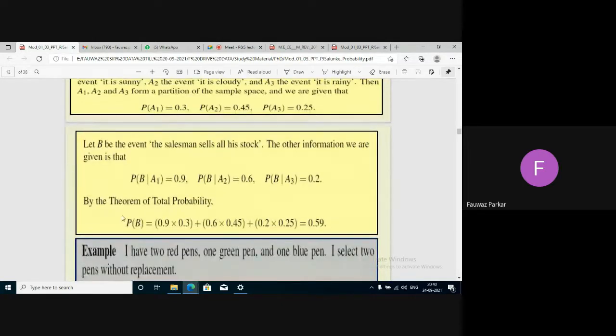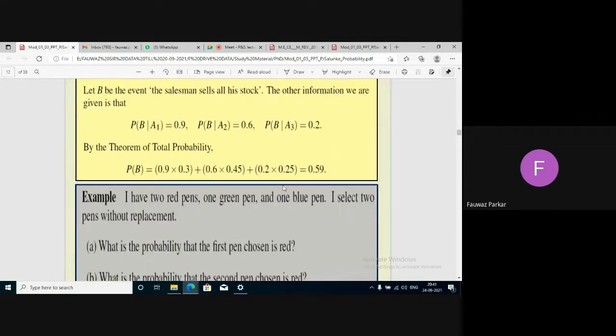Fine. By the total probability theorem, the probability of B, or probability of selling all his stock, will depend on 0.9 into 0.3. मतलब 0.3 is the chance of sunny and 0.9 is the probability of selling when it is sunny. This is 0.6, selling when it is cloudy. This is the probability of the Mausam being cloudy. This is selling when it is rainy, and this is the probability of the season being rainy. So there is a 59% chance of him selling the stock.